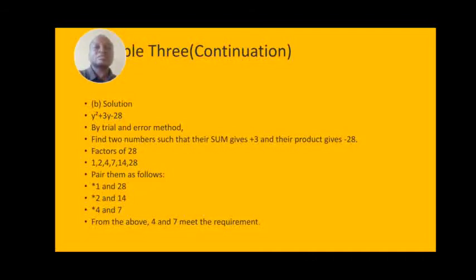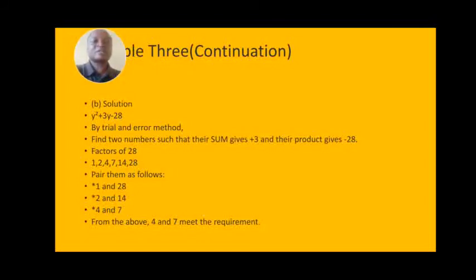Now let's take the second question. y squared plus 3y minus 28. Okay, so by trial and error method, we find two numbers such that their sum gives you plus 3, which is the middle number, and their product gives you minus 28, which is the last number. As usual, we carry out this.